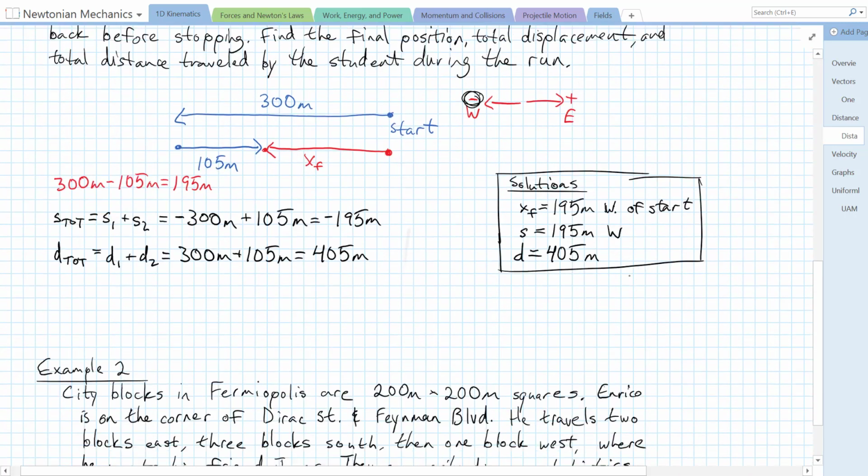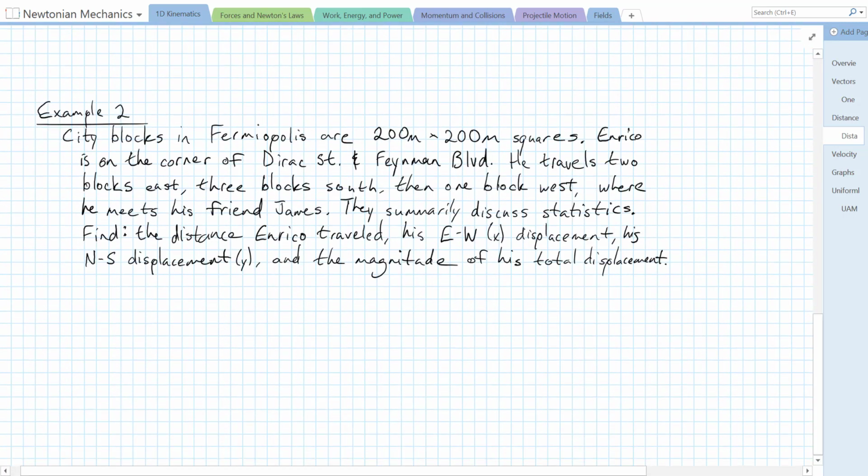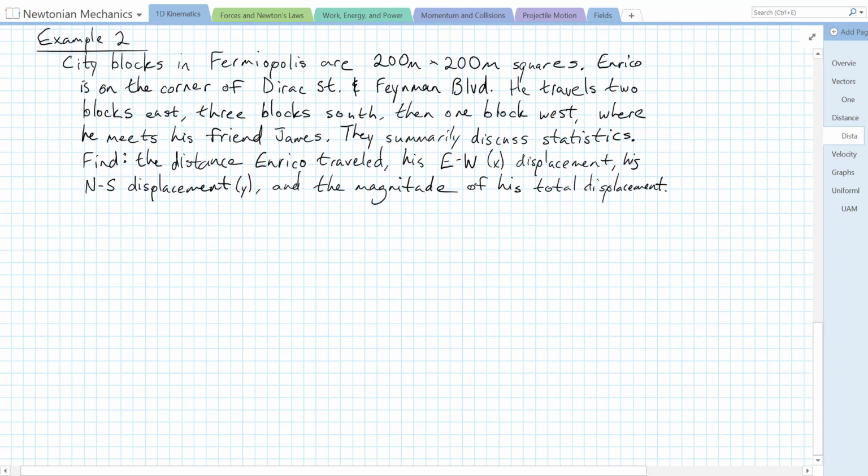Let's do one more example. City blocks in Fermiopolis are 200 meters by 200 meter squares. Enrico is on the corner of DRX Street and Feynman Boulevard. He travels 2 blocks east, 3 blocks south, then 1 block west, where he meets his friend James. They summarily discuss statistics. Find the distance Enrico traveled, his east-west displacement, or his x displacement, his north-south displacement, his y displacement, and then the magnitude of his total displacement.